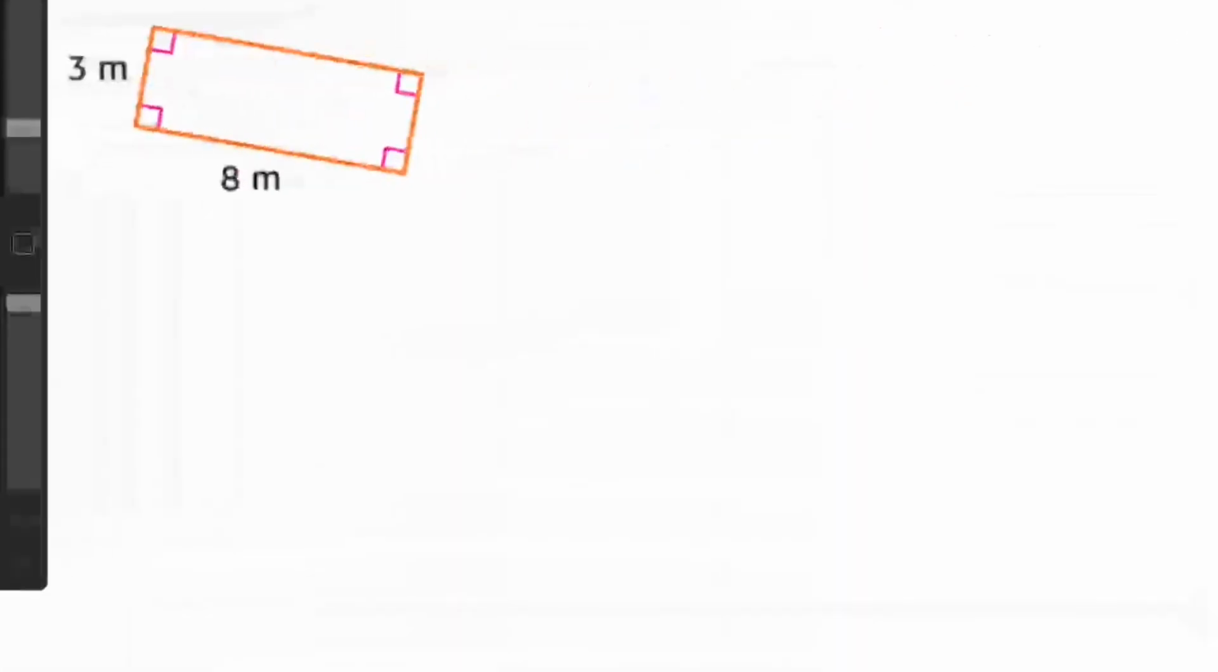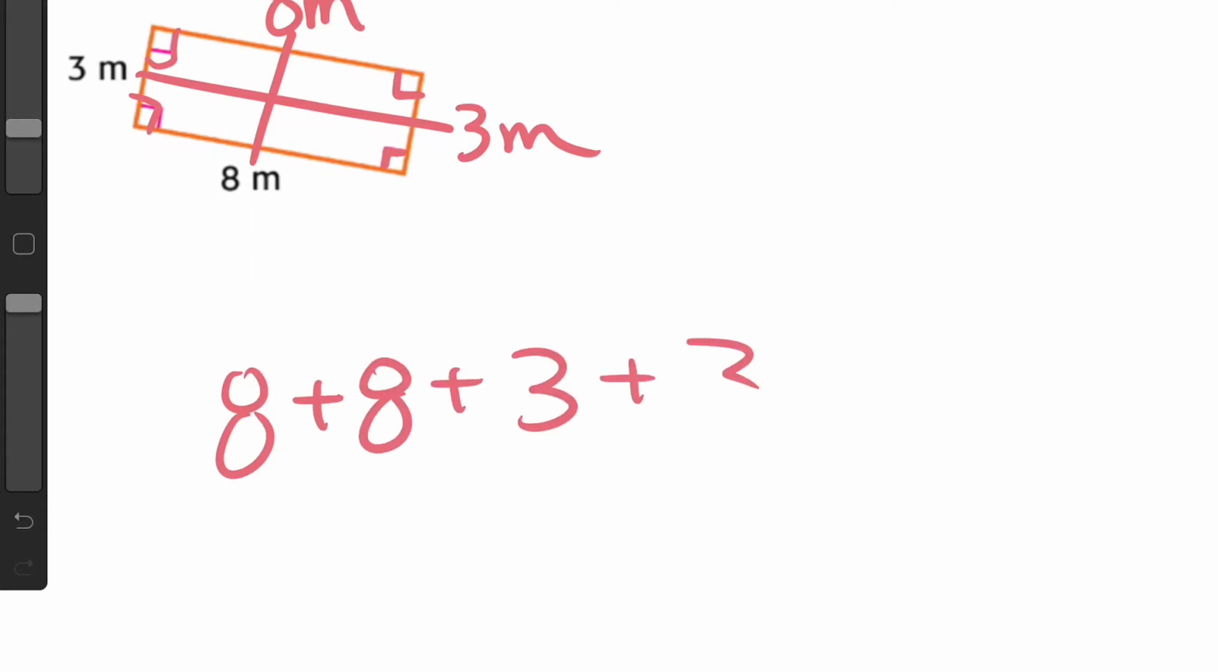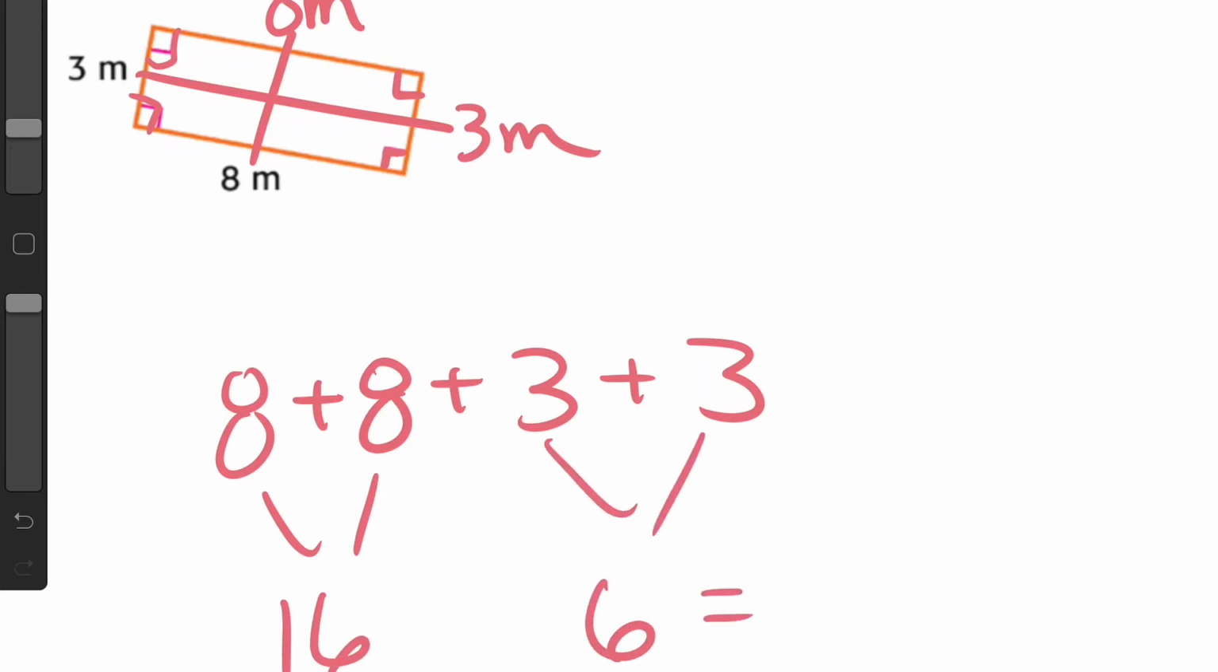Alright, this next one just gives us two of the sides, but we know that the rectangles are perfect because we've got these little squares here. So this one is also going to be 8 meters, and this one is also going to be 3 meters. So 8 plus 8 plus 3 plus 3. 8 plus 8 is 16. 3 plus 3 is 6. 16 plus 6 is 22. So 22 meters is my answer.